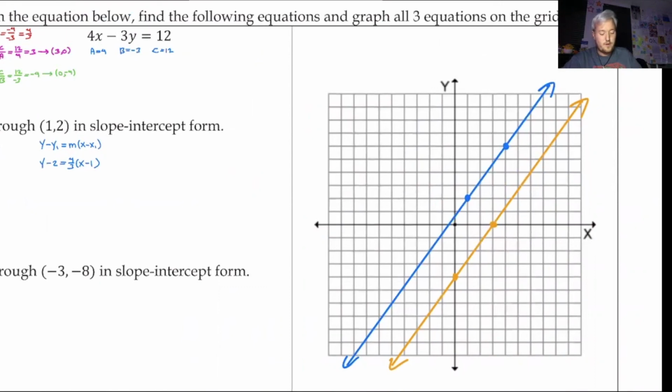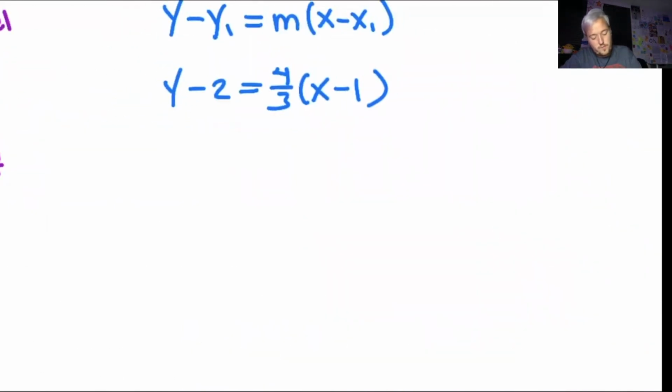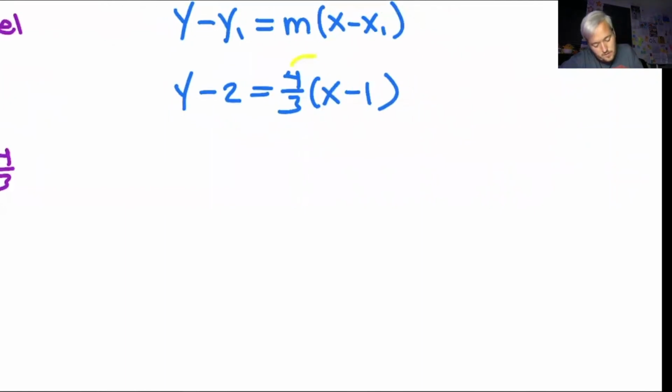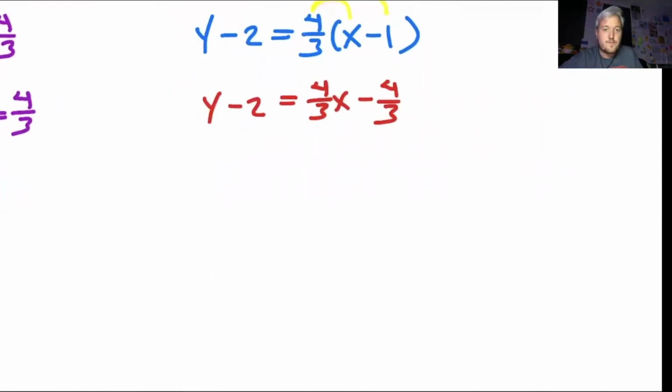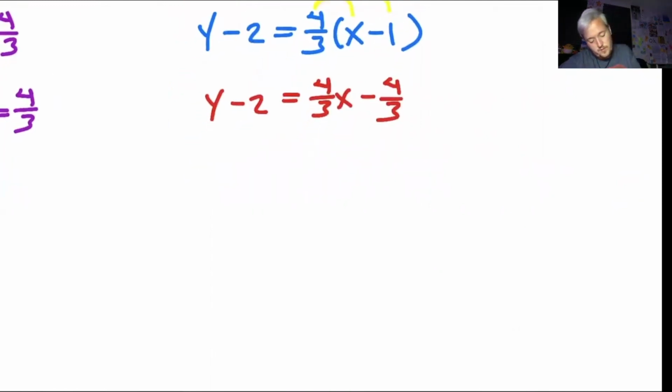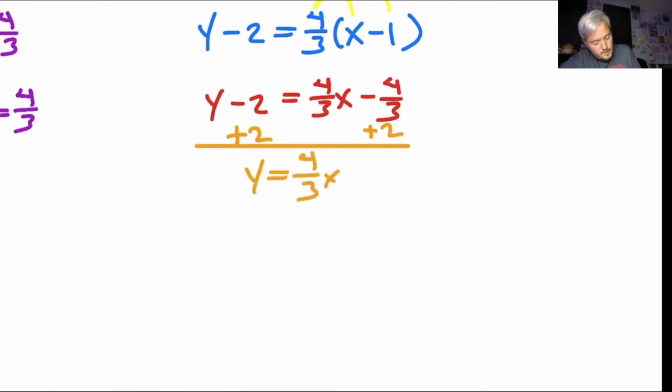All right, so now I'm going to go ahead and write this one in slope-intercept form because I still have to finish converting. So I'm going to distribute. So I have y minus 2 equals 4/3 x minus 4/3. Wow, this is already gross. All right, so now I'm going to add 2 on both sides. Yeah, this is gross. So 4/3 x minus 4/3 plus 2.